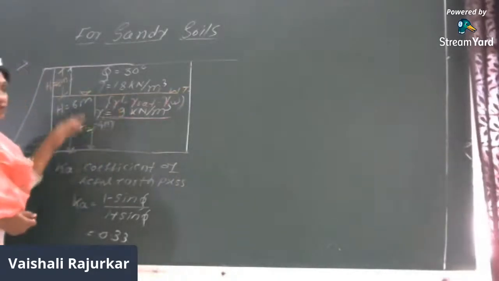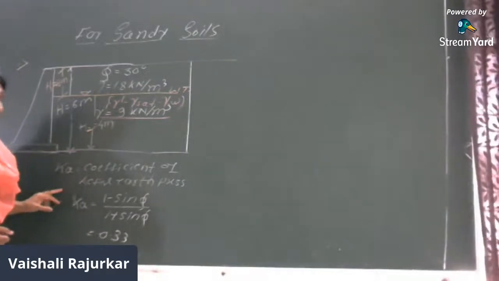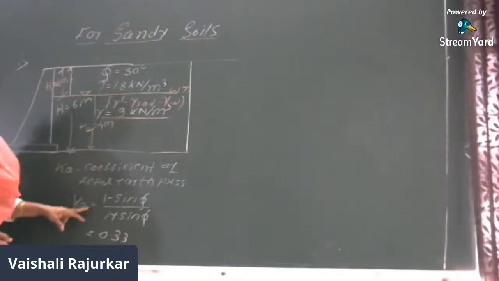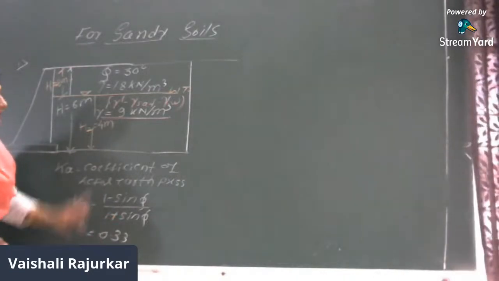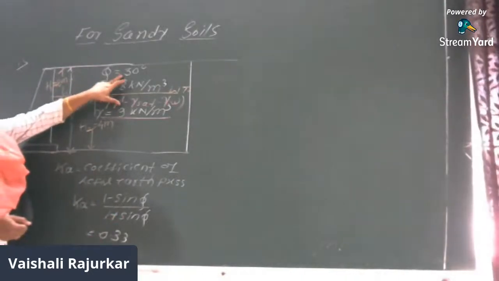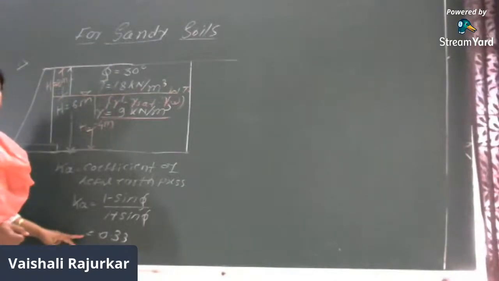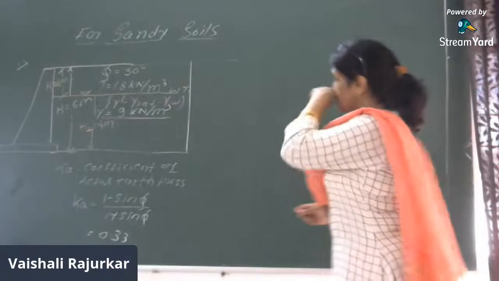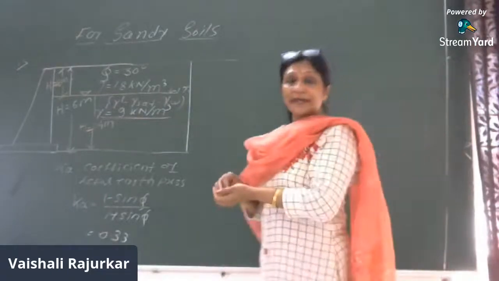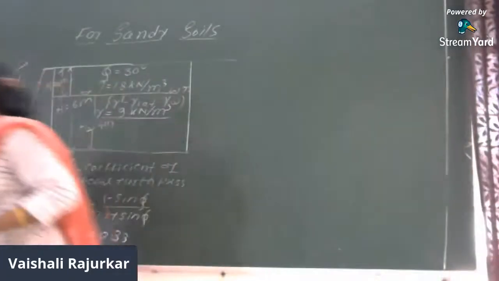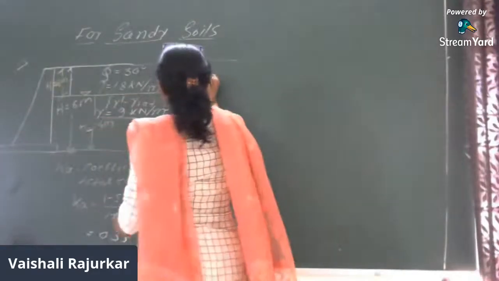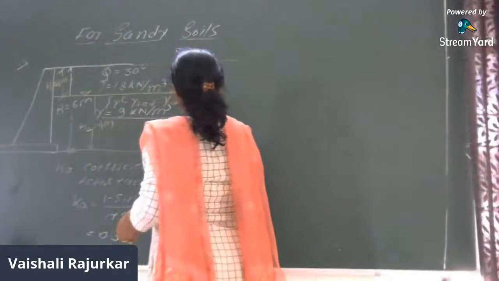Now first we will just calculate Ka, that is the coefficient of active earth pressure, and that is equal to (1 minus sin phi) upon (1 plus sin phi). So as the phi is given as 30°, therefore Ka is found to be 0.33, right? Now in this case, there are two layers of the soil. There are two layers of the soil. So this is first layer and this is the second layer.